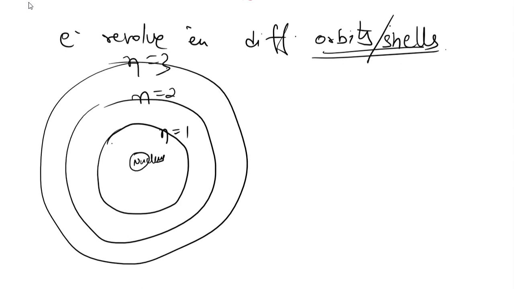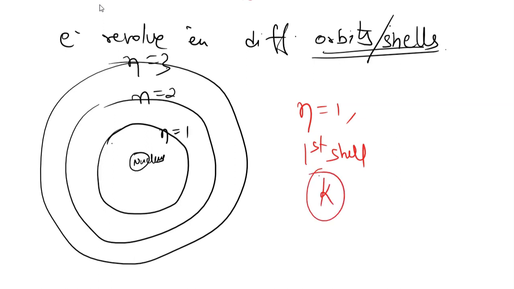These shells were also represented by letters. So if I write n equal to 1 anywhere, that means I am talking about the first shell, and it was represented by the letter K. We also call it the K shell.